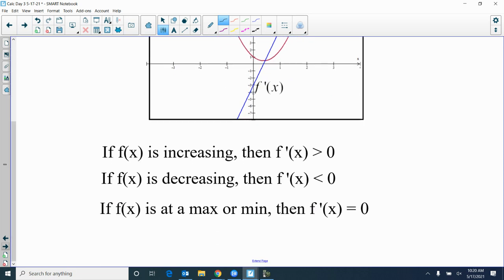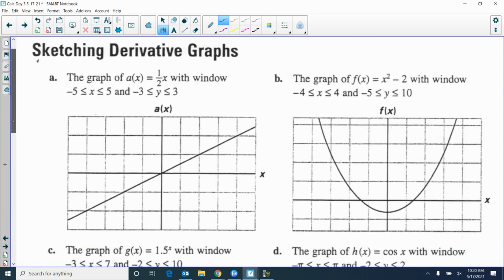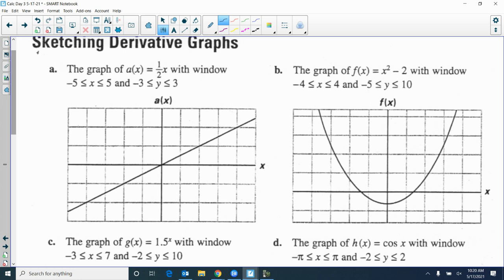If the function is increasing, then the derivative has to be positive. If the function is decreasing, the derivative has to be negative. And if the function is at a max or min, then the derivative has to equal 0. We're going to use that to sketch what we call derivative graphs. All right, I'm going to hand this out, but take a look at A and B. You are going to sketch the derivative graph.